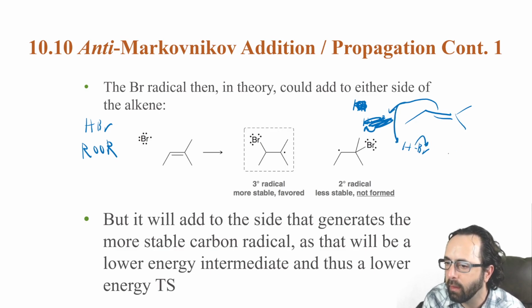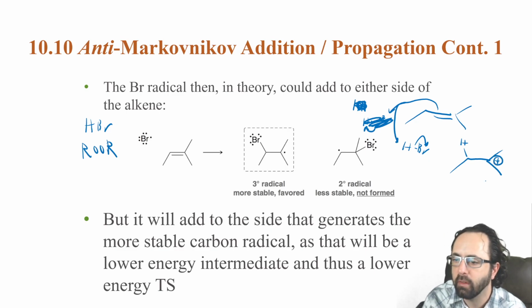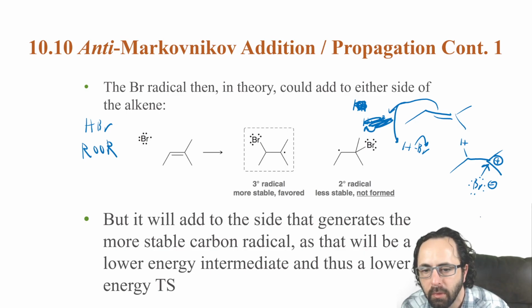Sorry, I said that wrong there. But then that hydrogen is going to go in the place that produces the more stable carbocation, which is also at the tertiary position. And then subsequently, the bromide ion, rather than the bromine atom in this ionic mechanism, would attack at the more substituted position.